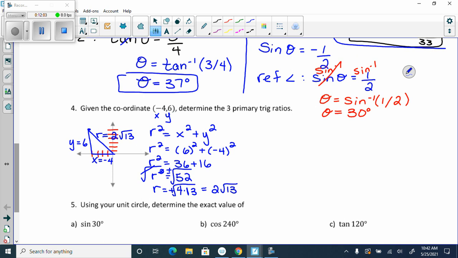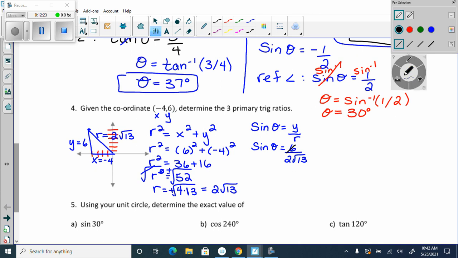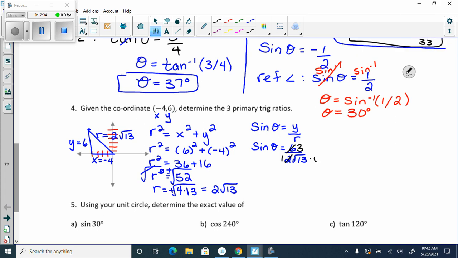So sine theta is y over r. In this case, sine theta is y, which is 6 over 2 root 13. The 6 and the 2 can cross off. We get 2 out of both of those. 6 divided by 2 is 3, 2 divided by 2 is 1, so I have 3 over 1 root 13. Am I allowed to have a root 13 in the denominator? No. Just have to multiply by it. So sine theta equals 3 root 13 over 13.